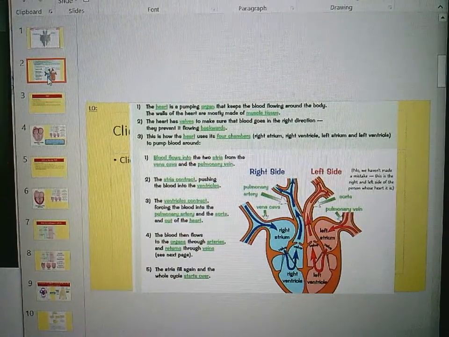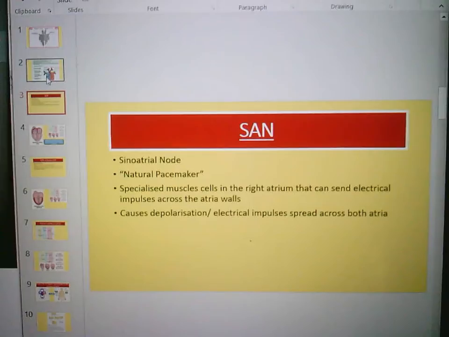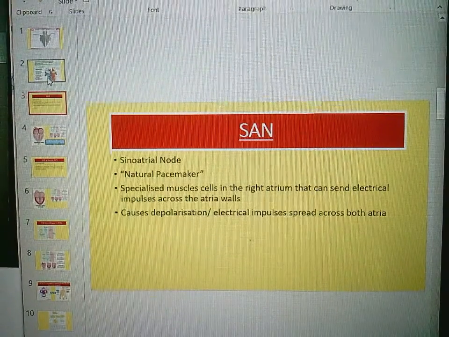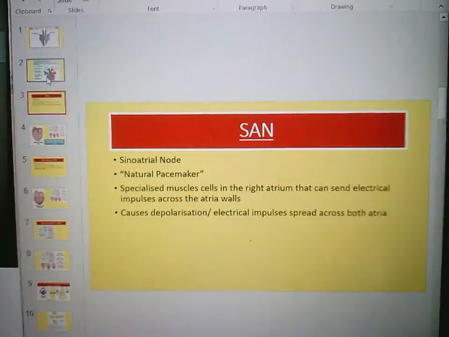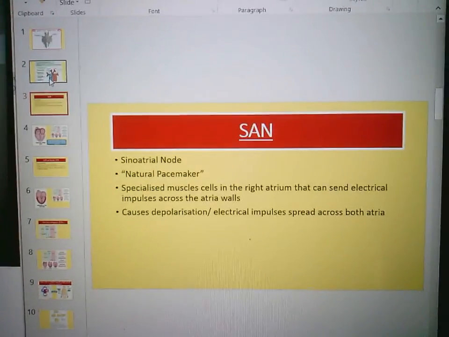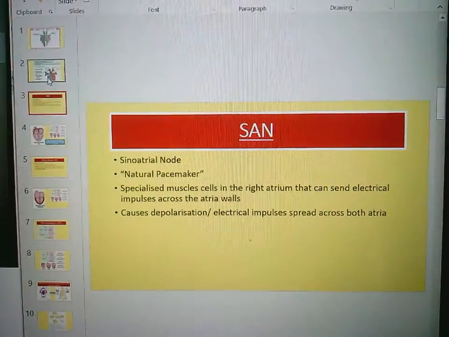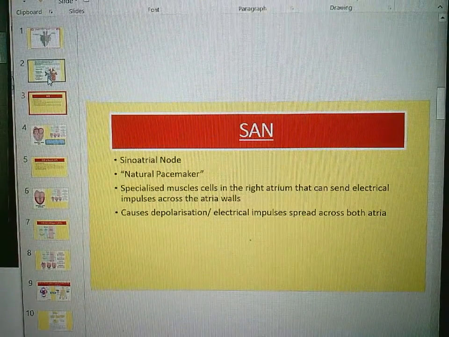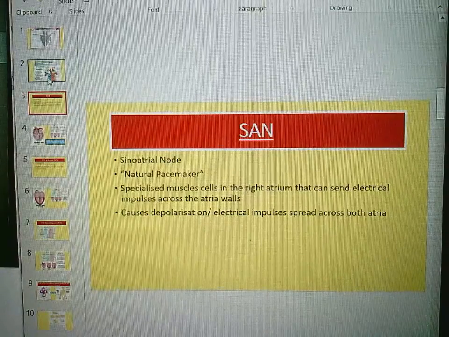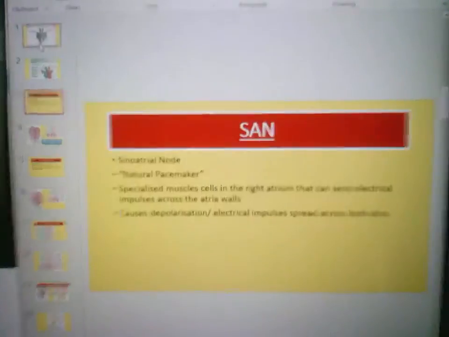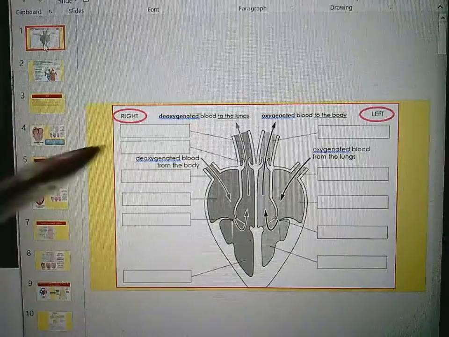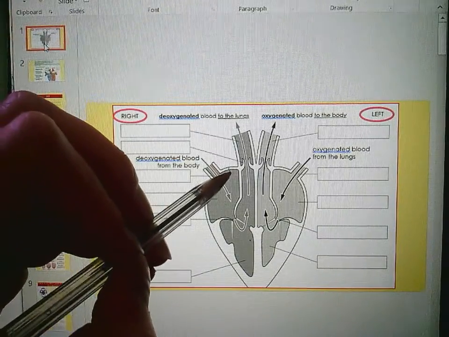Right. The new piece of information that you need to learn is about something called the SAN, or the sinoatrial node. It's what we call our natural pacemaker. So it sets the pace that our heart beats at. It's made of specialised muscle cells that sit in the right atrium. So if we look at this diagram, the sinoatrial node is going to be about here.